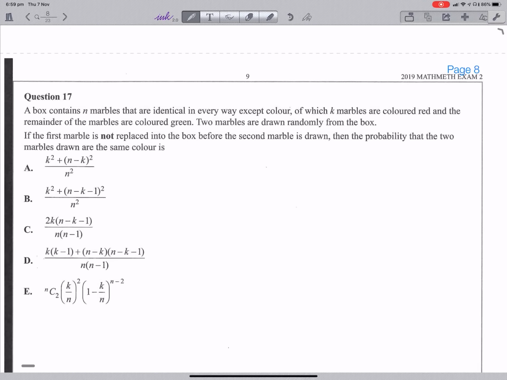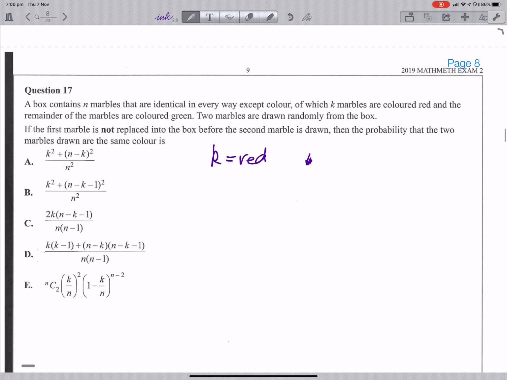17. A box contains n marbles that are identical in every way except the colour, of which k marbles are coloured red and the remainder of the marbles are green. So k is red, n minus k is green, because I know I've got n in total. If I take away k, I've got the amount of green ones.